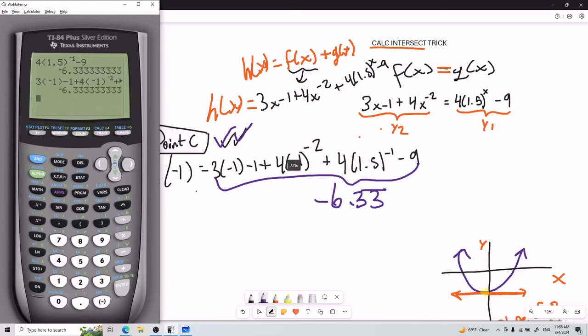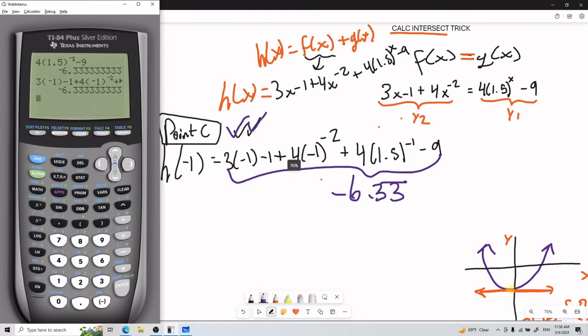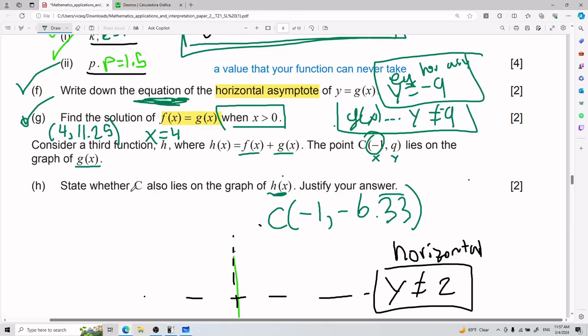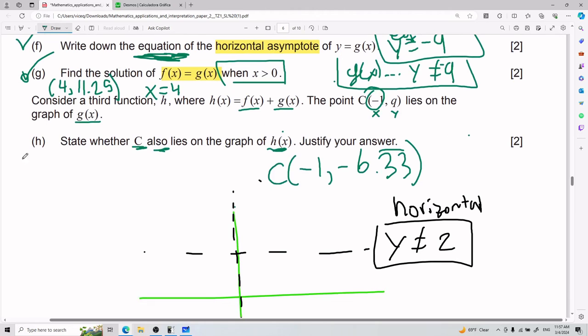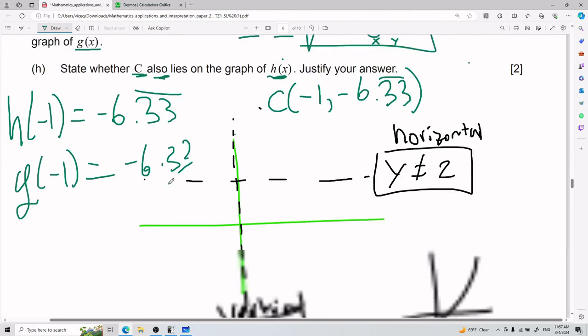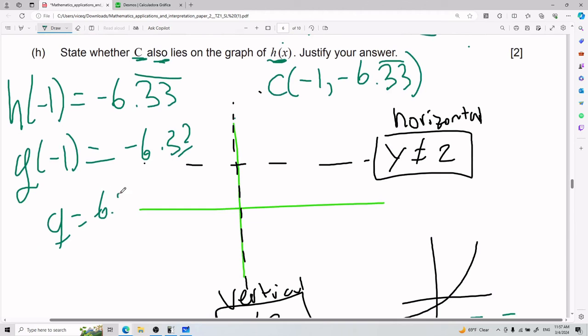Aha! So when h is negative 1, this does equal negative 6.33, and that is a way in which we can say that C also lies on the graph of h of x. What is the justification of my answer? The justification of my answer is that h of negative 1 equals negative 6.33. And that, part of my analysis, g of negative 1, point C, ¿cierto? Gives you negative 6.33, which is the same as saying that q equals negative 6.33.